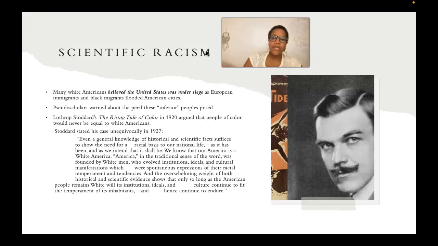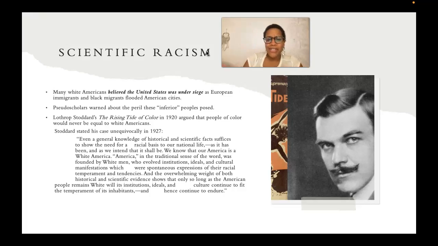And so Stoddard stated his case. Here's a quote from Stoddard in 1927. He states, "Even a general knowledge of historical and scientific facts suffices to show the need for a racial basis to our national life, as it has been and as we intended that it shall be. We know that our America is a white America."